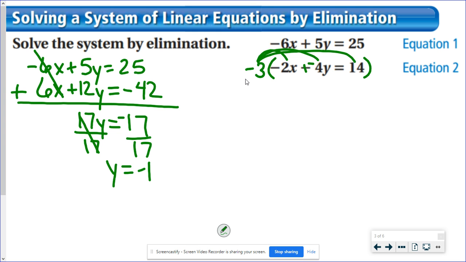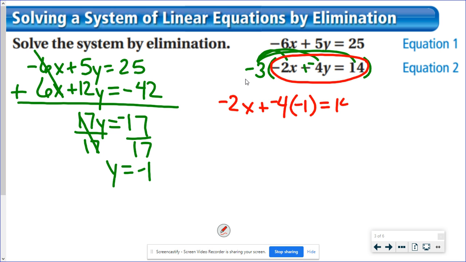Now I can use my changed equation that I have, or I can use one of my original equations. Doesn't matter at all. It won't give you any different answer because this will be the solution no matter which equation or which version of the equation we're using. So if the y is negative 1, I'm actually going to just use this equation that we changed right here. That's the one I'm going to use. So I had negative 2x plus negative 4 times the y was really a negative 1 equals 14. Negative 4 times negative 1 is positive 4.